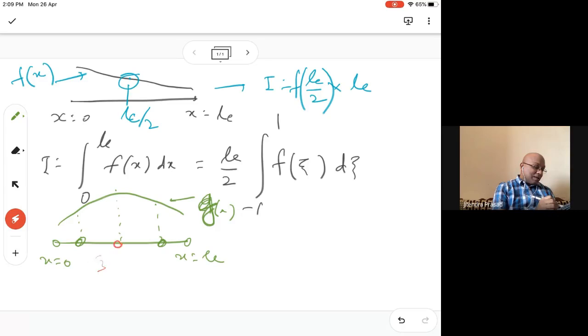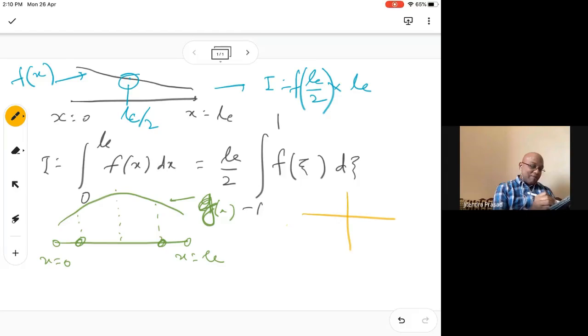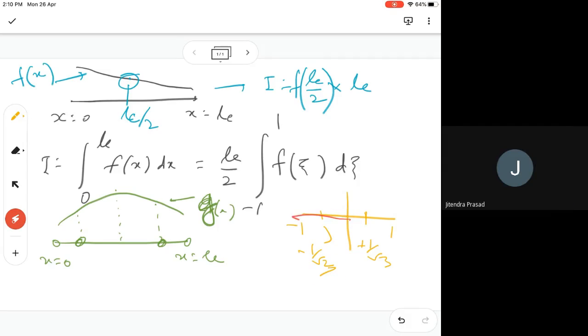-1 over √3, corresponding to -1 over √3. This will be +1 by √3. But of what? Not of the length. You have to see that if you had -1 to 1, then you had minus 1 over root 3, and here plus 1 over root 3. When you have length 2, then it is like this. From the middle, you go this way, whatever the length is, multiplied by 1 over root 3.